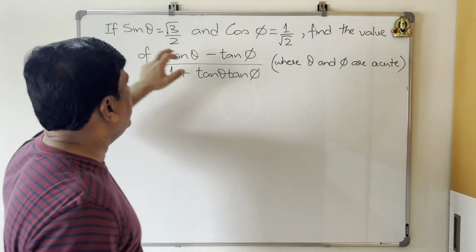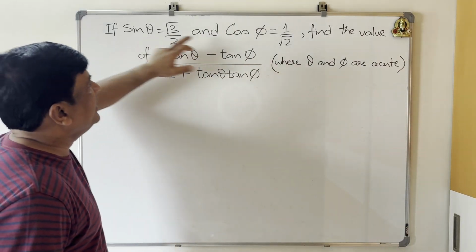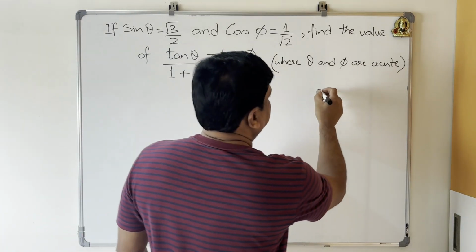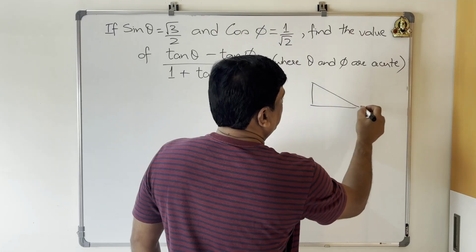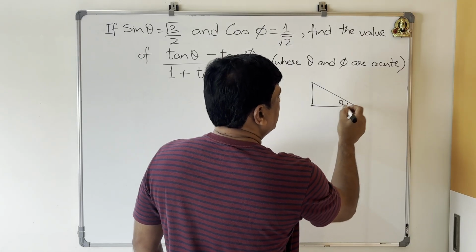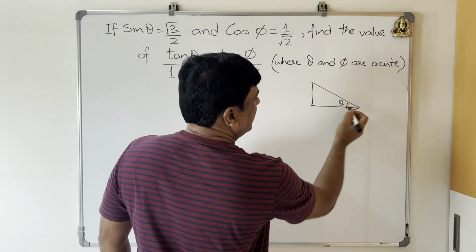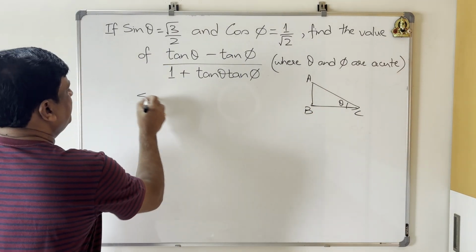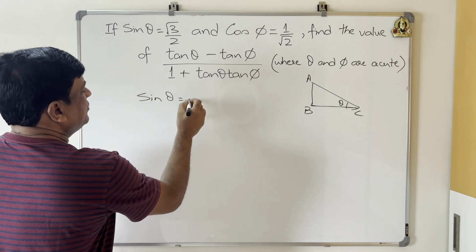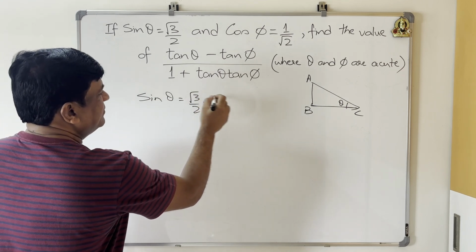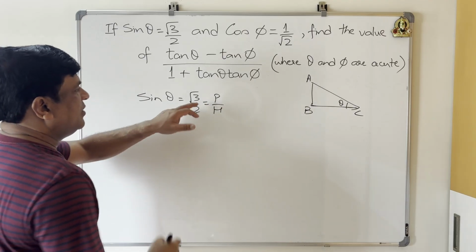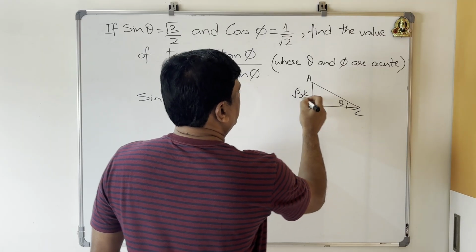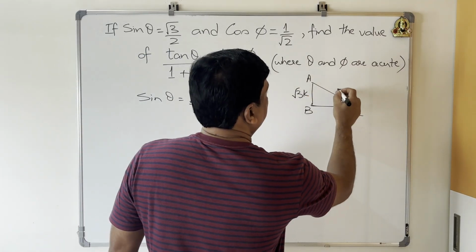Not to confuse you, actually they are not supposed to be in the same triangle. Suppose I take this and create a small triangle. They told that theta is an acute angle. So A, B, C, and they have given sine theta is equal to root 3 by 2. That is perpendicular by hypotenuse, right? Let's put it as root 3k, and hypotenuse 2k.